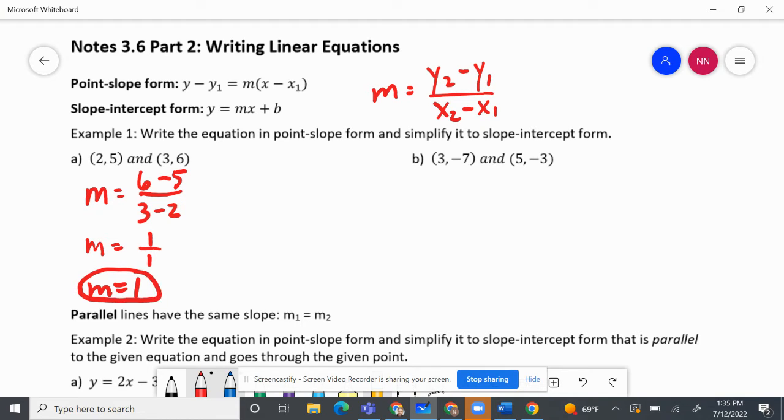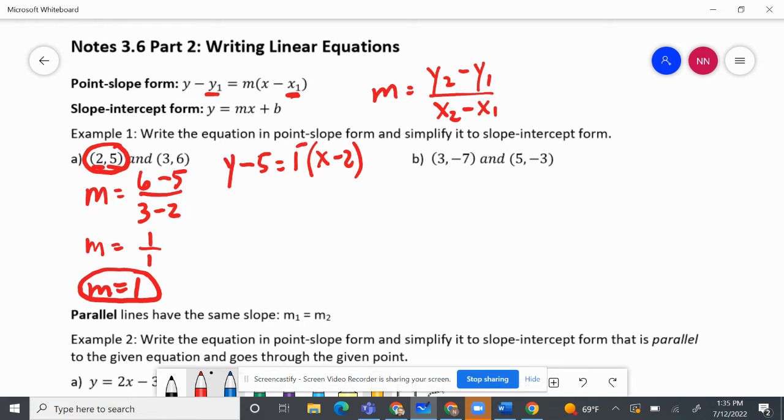And now what we need is a point. We actually have 2 points, so we get to choose which point we want. I'm going to choose the point 2, 5 because I think it's a little bit easier to work with, but technically 3, 6 works just as well. So when I plug it in, I'm going to go y minus 5 equals 1 is my slope, and then I have x minus 2. Now, just in case you forgot, our first value is the x, and we plug it in for the x sub 1. Our second value is the y, and so we plug it in for y sub 1.